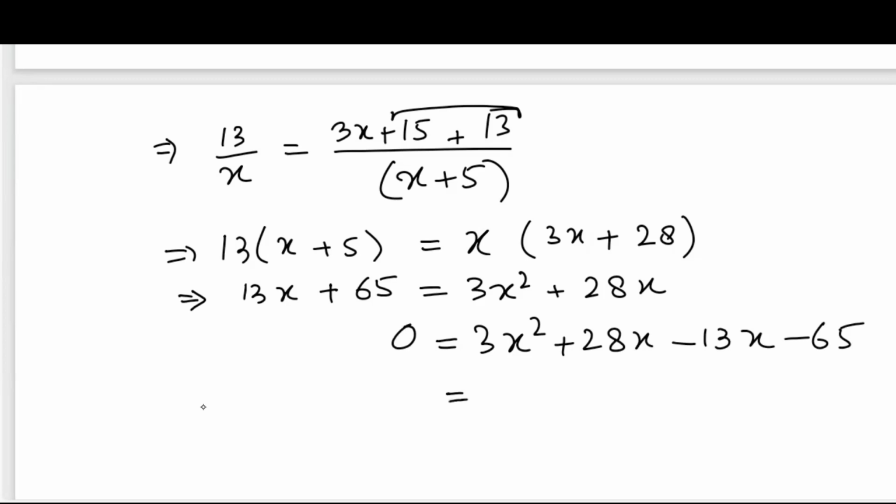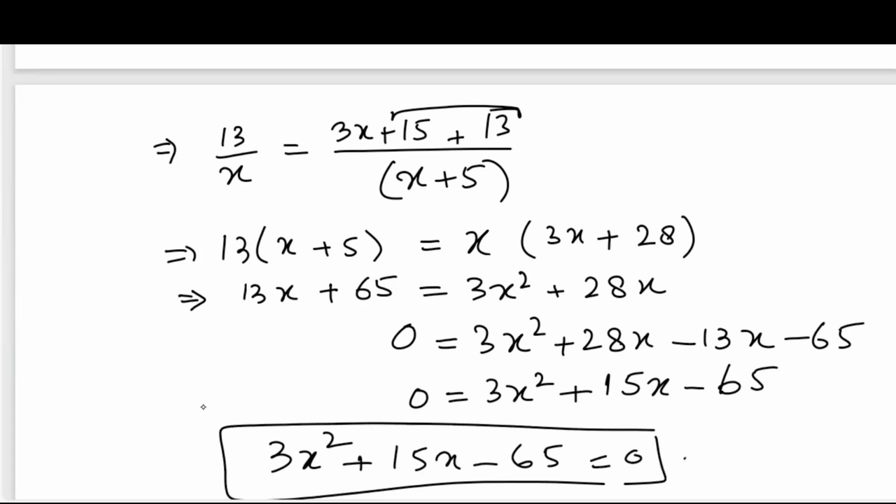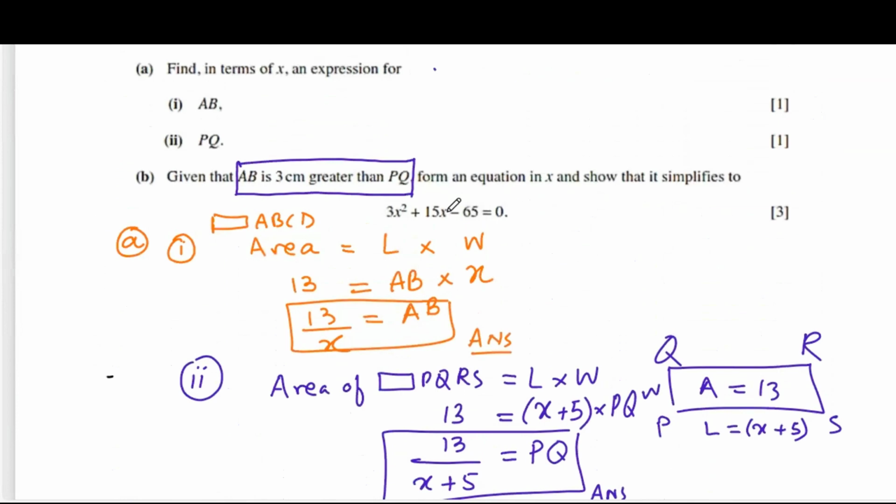So 3x squared plus 28x minus 13x minus 65 is equal to 0. We get 3x squared plus 28 minus 13 is 15x minus 65 is equal to 0. So we have formed 3x squared plus 15x minus 65 is equal to 0. This is the final answer for part B.